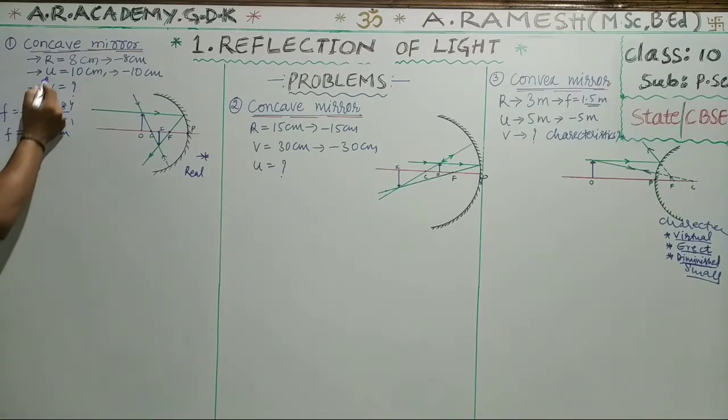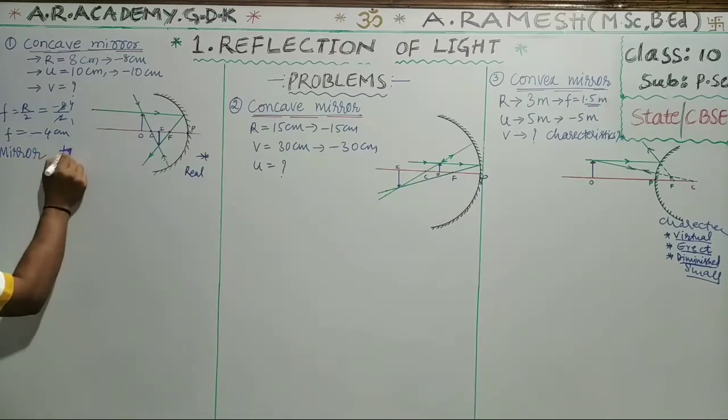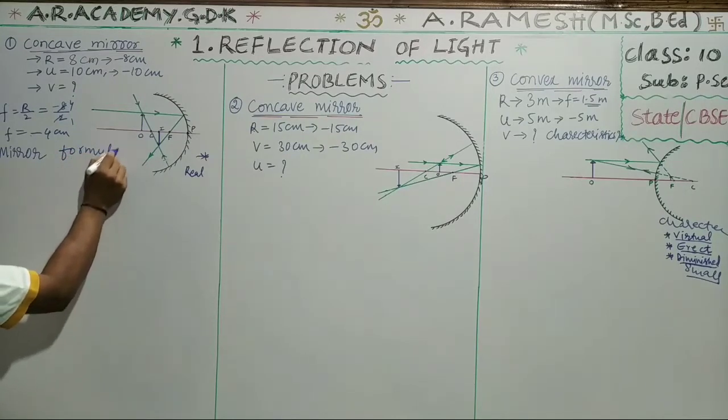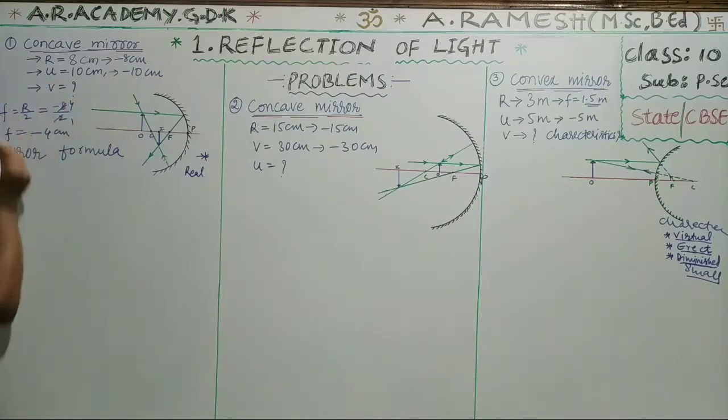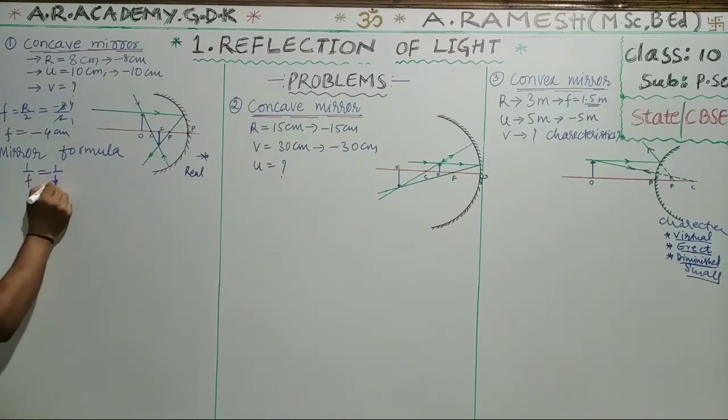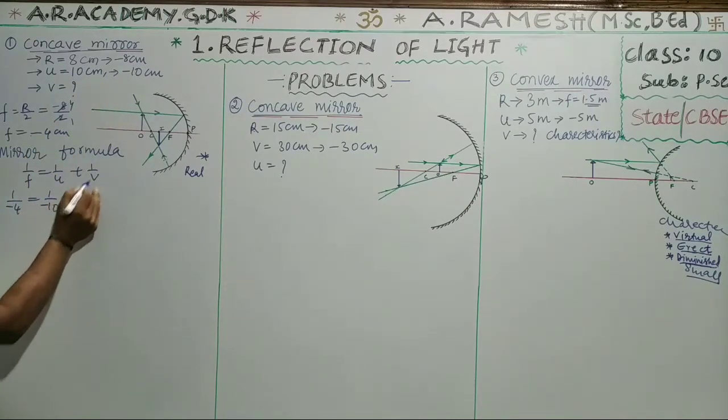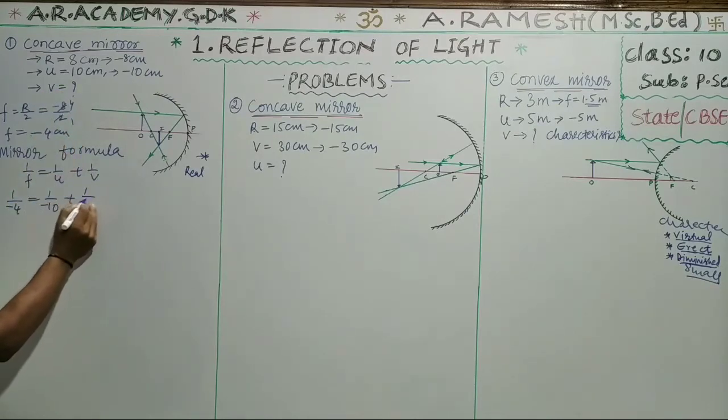What is the relation between U, V and F? We know the mirror formula. The mirror formula is the relation between U, V and F: 1 by F equals 1 by U plus 1 by V. So substitute. 1 by F means what, children? Minus 1 by 4 equals 1 by U, that is 1 by minus 10, plus 1 by V. We have to find out V.